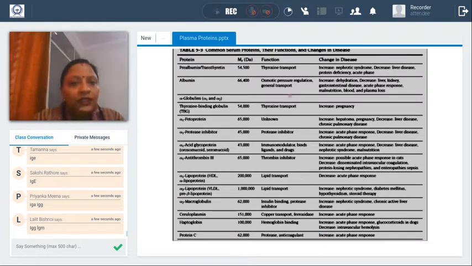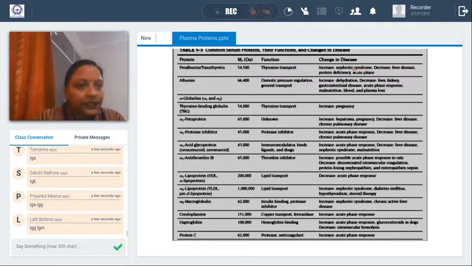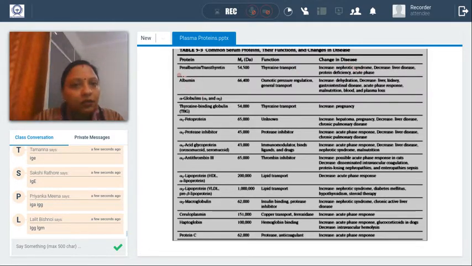So these are the common serum proteins, their functions and changes in diseases. These are the proteins, their molecular weight, functions and characteristic changes that occur in various diseases.